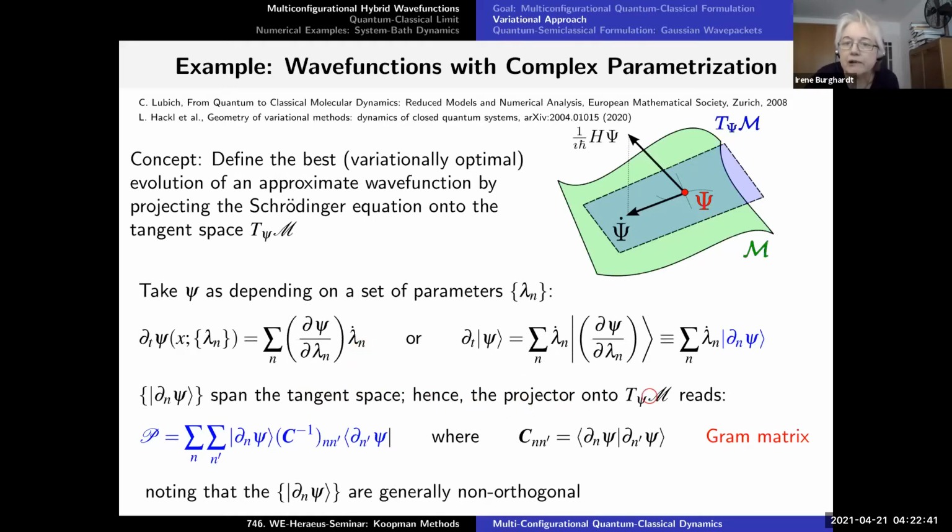This means that the projector onto the tangent space reads like this. So we project onto these delta psi vectors. And we have this so-called Gram matrix, the C matrix, the overlap of these vectors, which actually defines a metric of the tangent space.